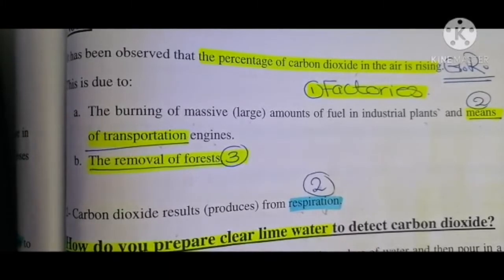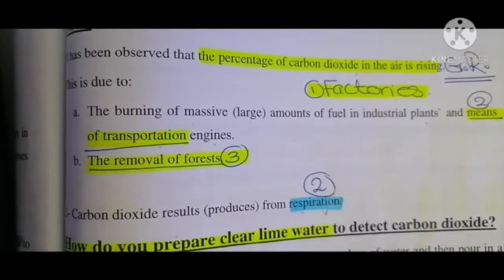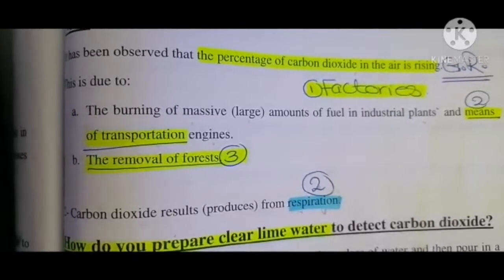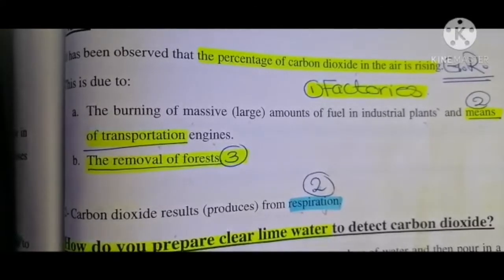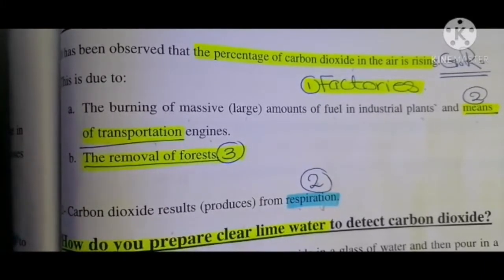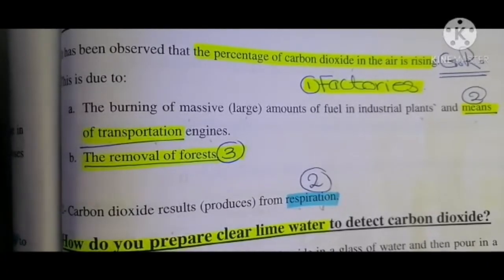But I have two resources for the carbon dioxide, and I have reasons the percentage of carbon dioxide is increasing in the air. The resources are the combustion of organic material and respiration. The increase in the amount of carbon dioxide results from what? Results from burning massive amounts of fuel, means of transportation engines, and removal of forests. Take care, there is a difference between the resources and from where the increase in the carbon dioxide comes.